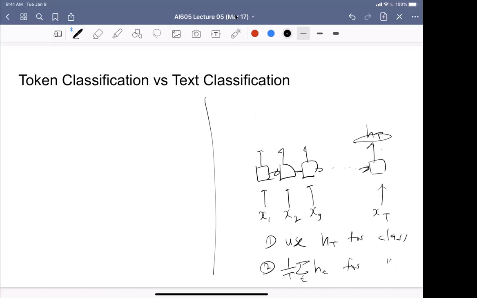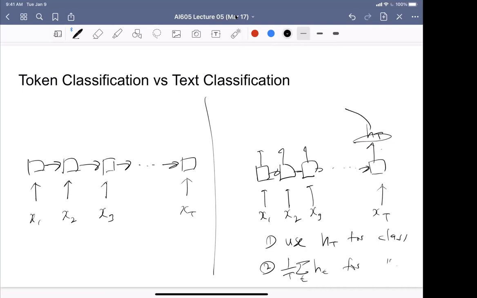But in token classification, what you want to do is instead, you might have the same input. But instead of categorizing the entire text, as in text classification here, for instance, positive, negative, neutral, in token classification, you're classifying each token into some classes.